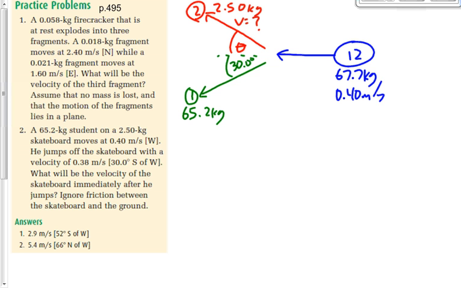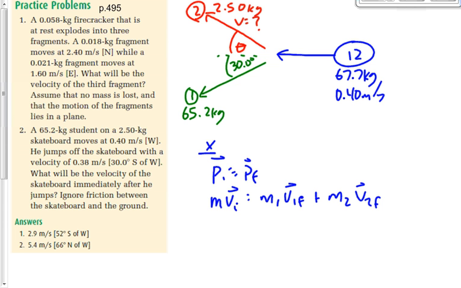Well, we know we do x and y components here, right? That's not going to change just because we got this funny angle of 30 degrees. This is one of those questions where before the explosion takes place, it is moving, just like if we said the firework bundle was moving. So we're going to say M V I equals M1 V1F plus M2 V2F. The total mass initially is 67.7 kilograms. The initial velocity we're going to say is negative 0.40 because it's to the left. M1 is 65.2.